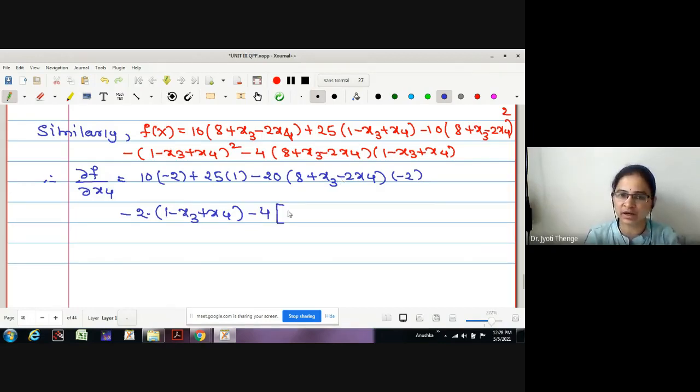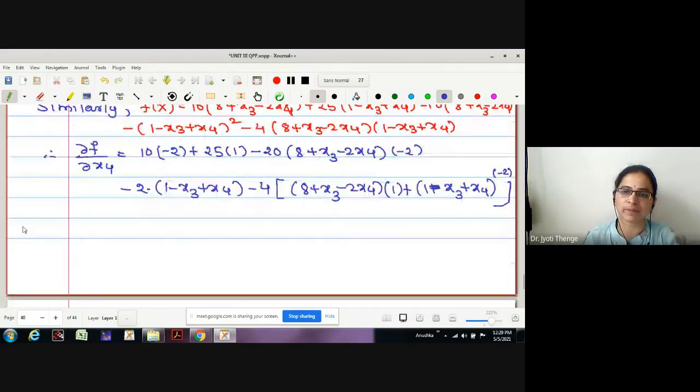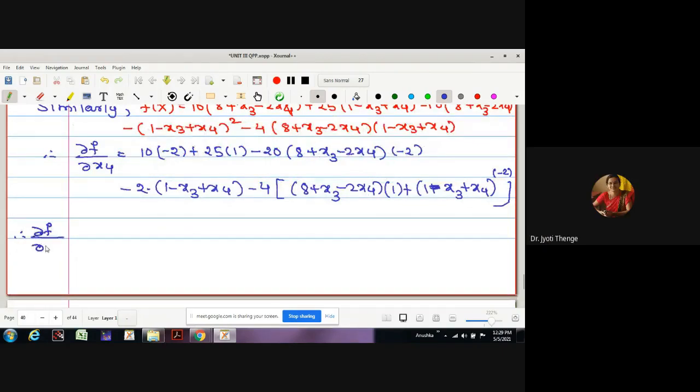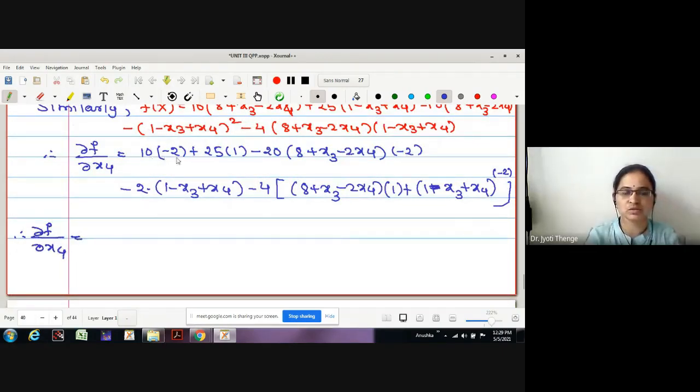Let me use the product rule again. First bracket, let us keep as it is. Derivative of the second bracket is 1. Then let me keep the second as it is. What's the derivative of the first bracket then? Minus 2, right? Let us simplify. Minus 20 plus 25. Is it 5? Then let us multiply by this minus 2 to 28.